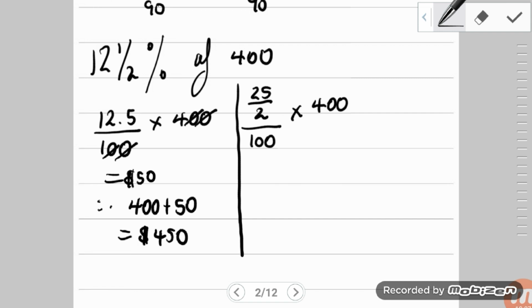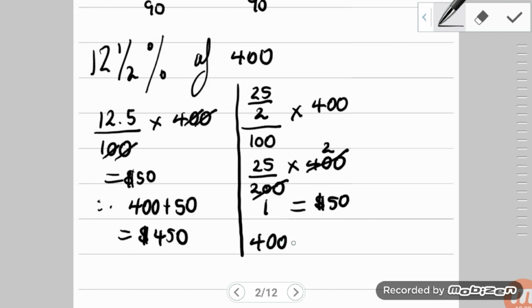All right. Now, since the 2 here is a denominator and the 100 here also is a denominator, then they basically become common denominators. So we could look at this and say this is 25 over 200 instead, multiplied by 400. And so if we cancel, say 200 into itself one time and 200 into 400 twice, you'd find that 25 times 2 gives us a result of $50. And once again, the final result would have been 400 plus 50, which is equal to $450. All right, that's method 2 of approaching the problem.